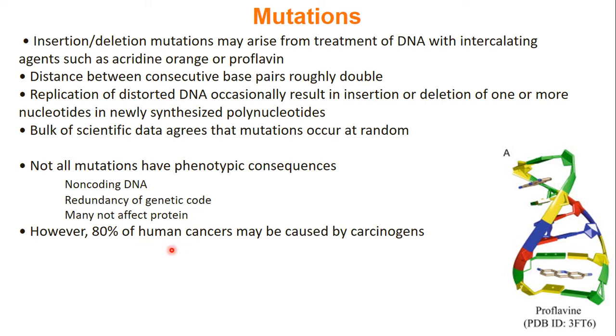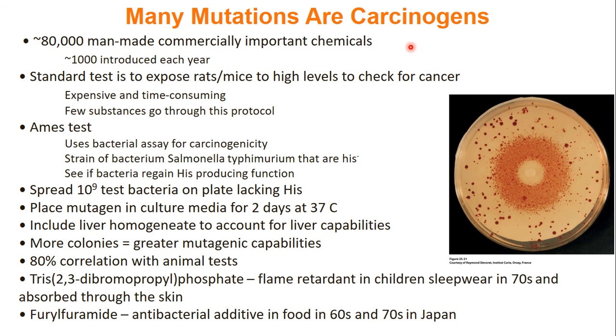However, 80% of the cancers we see in humans may be caused by carcinogens like this molecule that do cause a mutation that does have phenotypical consequences. And just to give you an idea of the number of carcinogens out there, there are roughly 80,000 man-made commercial chemicals that we use, and roughly 1,000 are made every year.